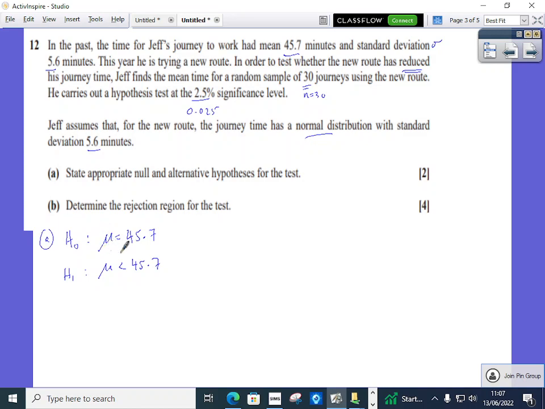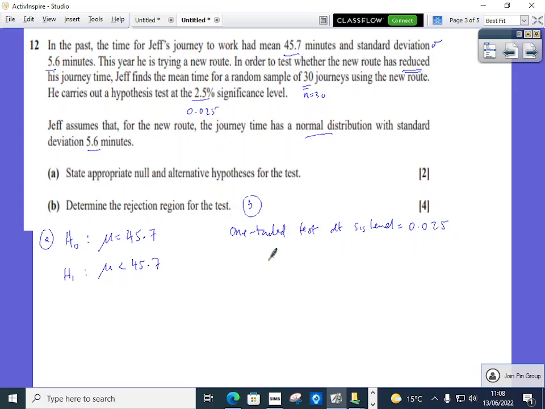Okay. Then I'm going to put here, determine a rejection region for the test. Right. So we know that it's a one-tailed test at significance level 0.025, 2.5%. So we've got that. So I'm going to put, this is starting my B section. So one tail, significance level 0.025.